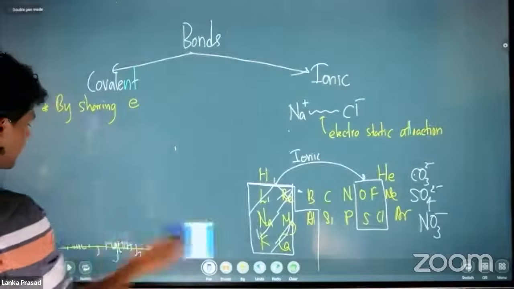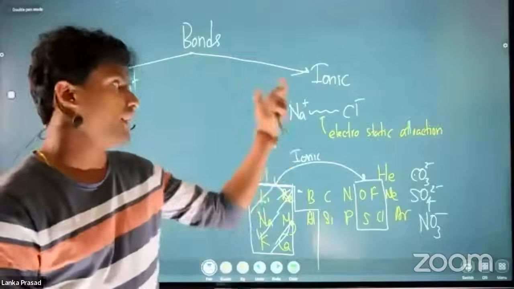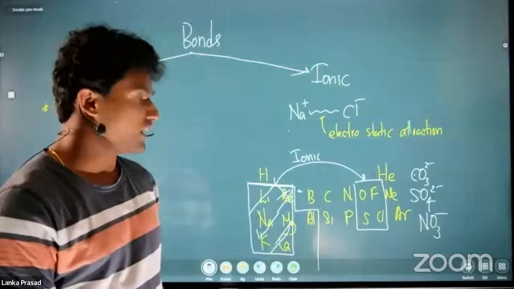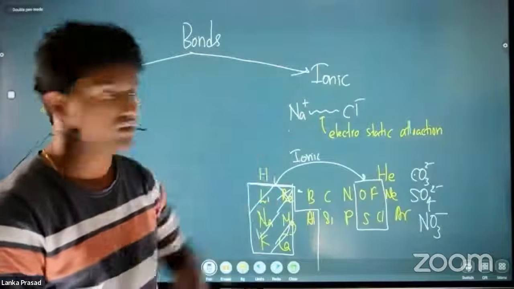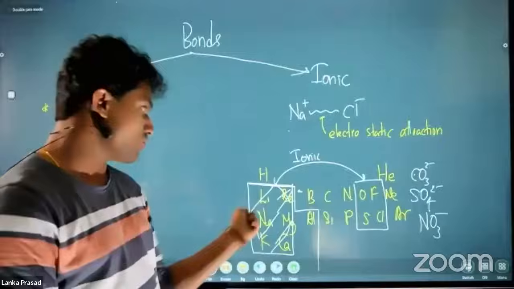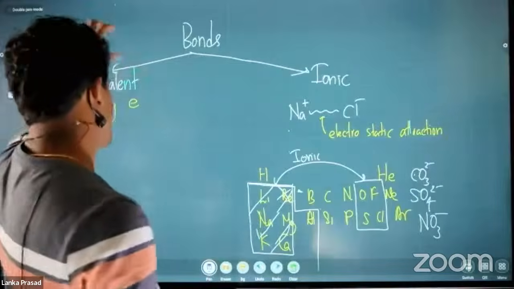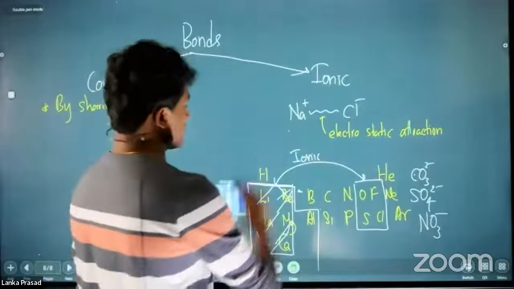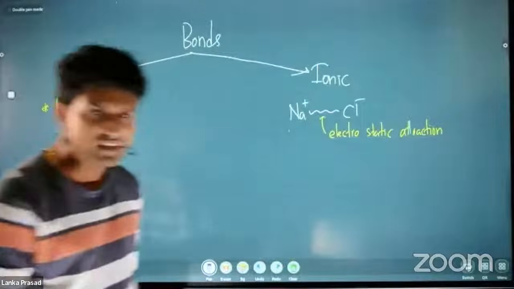Now you know there are two types of bonds, covalent and the ionic. Ionic is between plus and minus. So what type of attraction? Electrostatic attraction. Got it? Now you know how to find whether it is ionic or covalent. Okay, right, fine. How do they form the covalent bonds? By sharing electrons. Got it? It's easy, right?